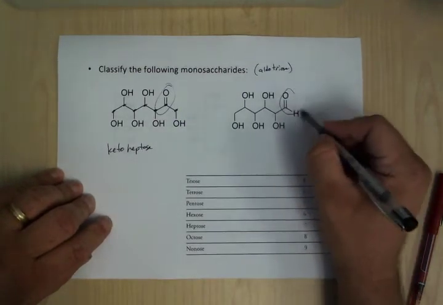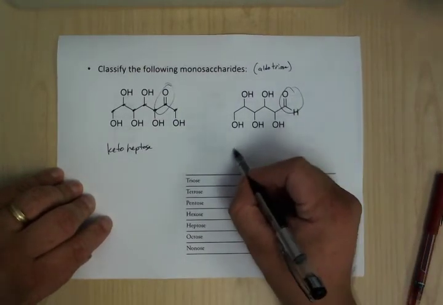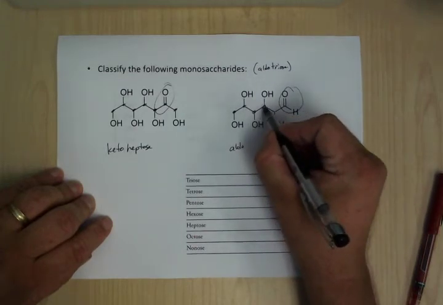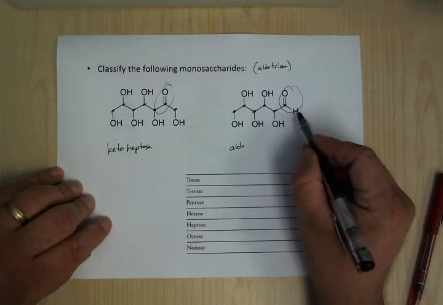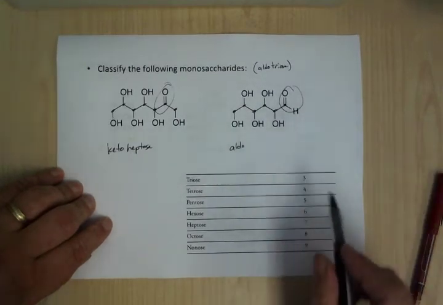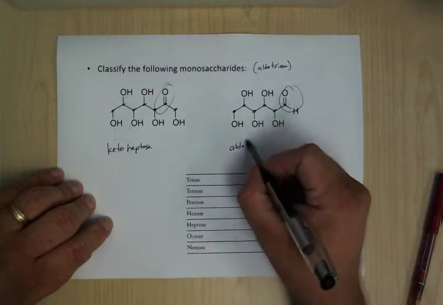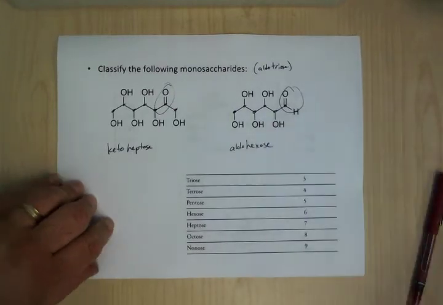So for this one here, there's an aldehyde, because it ends in an H, so it's an aldo. So 1, 2, 3, 4, 5, 6. Now don't count the hydrogen. We're just counting carbons. So with that, it's an aldo, and then there's 6. So aldohexose.